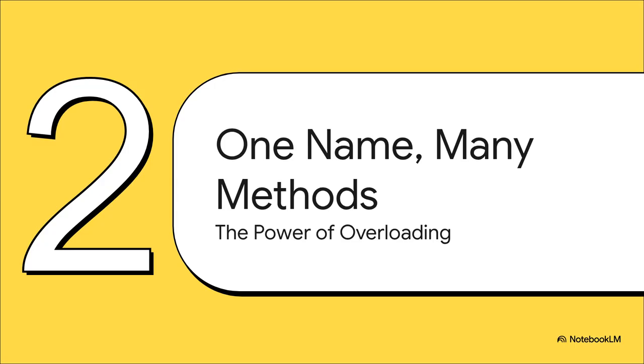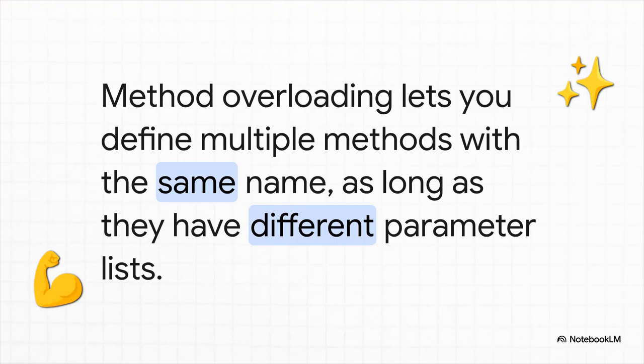Okay, so let's see how that unique signature lets Java do something really clever, letting one single method name handle a bunch of different tasks based on what you give it. This awesome feature is called method overloading, and it's a total game changer for writing clean, easy-to-read code. It means you can use one simple, consistent name, like, say, draw, for a whole family of similar actions, whether you're drawing some text, a number, or a complex shape.